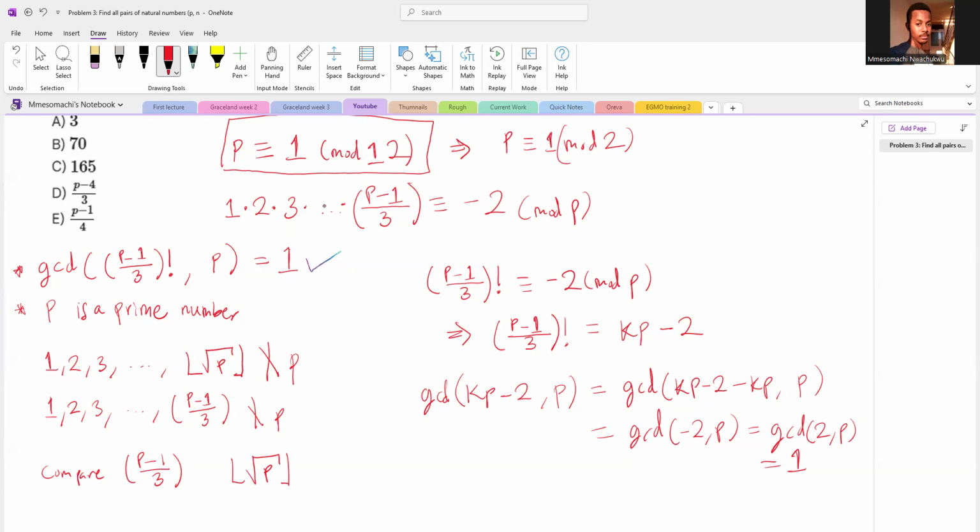But we know that the floor function of the square root of P is less than the square root of P. So let's just see if we can compare these two things. We want to compare (P minus 1) divided by 3 and the square root of P. Let me just erase what we have here.